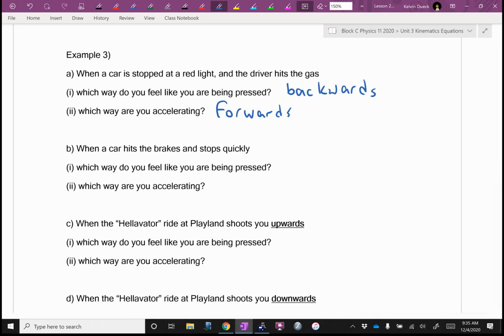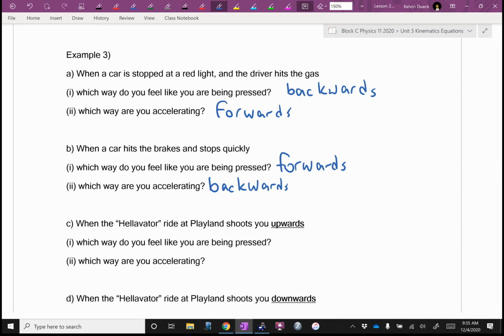When the driver hits the brakes and does a power stop, which way do you feel like you're getting thrown? But which way, if you're slowing down going forwards, are you clearly accelerating? Backwards. By the way, what this means is if you're ever asked a directional question about acceleration, imagine sitting in the question and ask, which way would I feel like I'm getting pushed? The opposite direction, trust me, will be right.